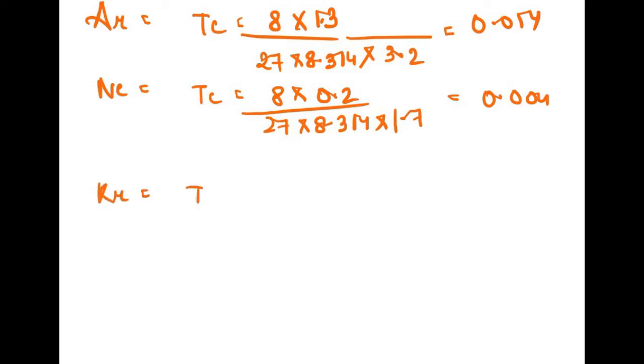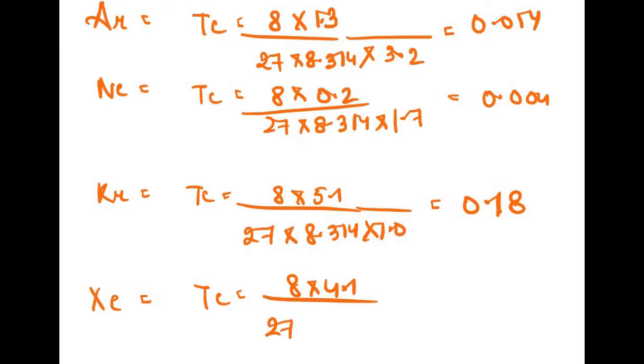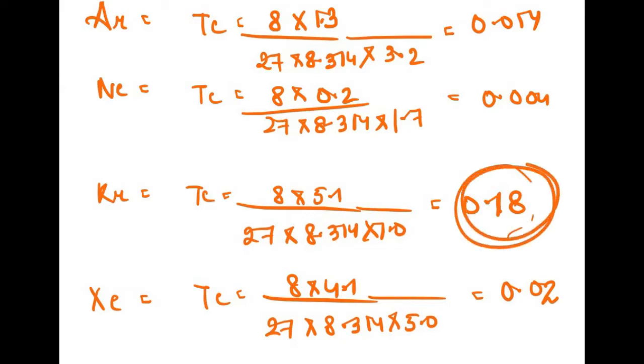Krypton is 8 into 5.1 by 27 into 8.314 into 1.0, which is 1 basically, 0.18. And the last one is xenon. Tc is equal to 8 into 4.1 by 27 into 8.314 into 5. This is 0.02. So we have got the values. Now the highest critical temperature is shown by krypton. So your answer should be option number A.